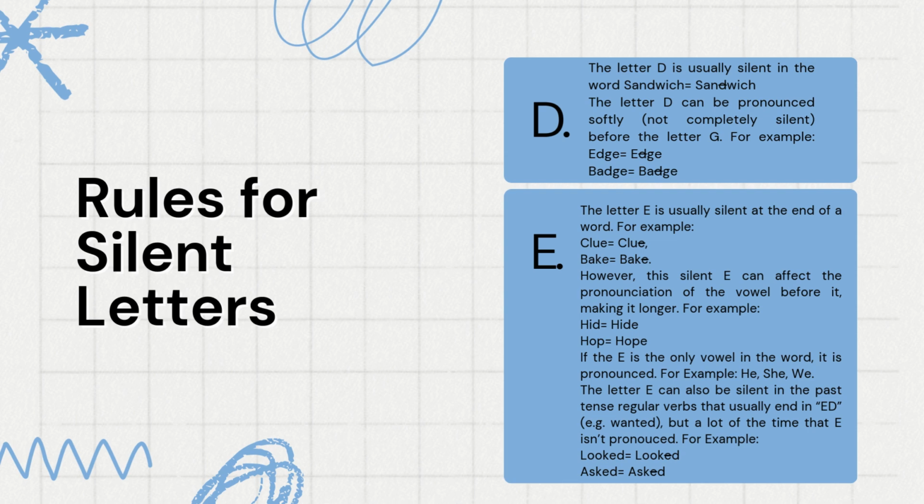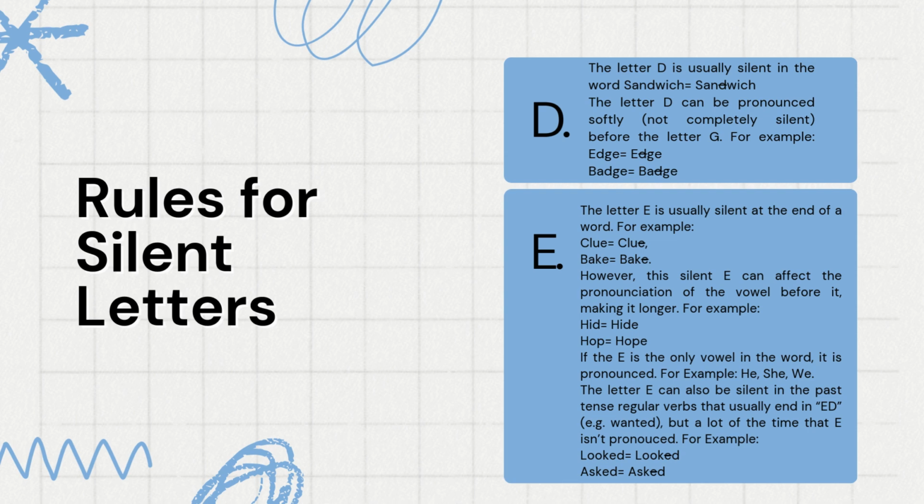Next, the letter E is usually silent at the end of a word. For example, clue, bake. However, this silent E can affect the pronunciation of the vowel before it, making it longer. For example, hit becomes hide, and hop becomes hope. If the E is the only vowel in the word, it is pronounced. For example, he, she, we.